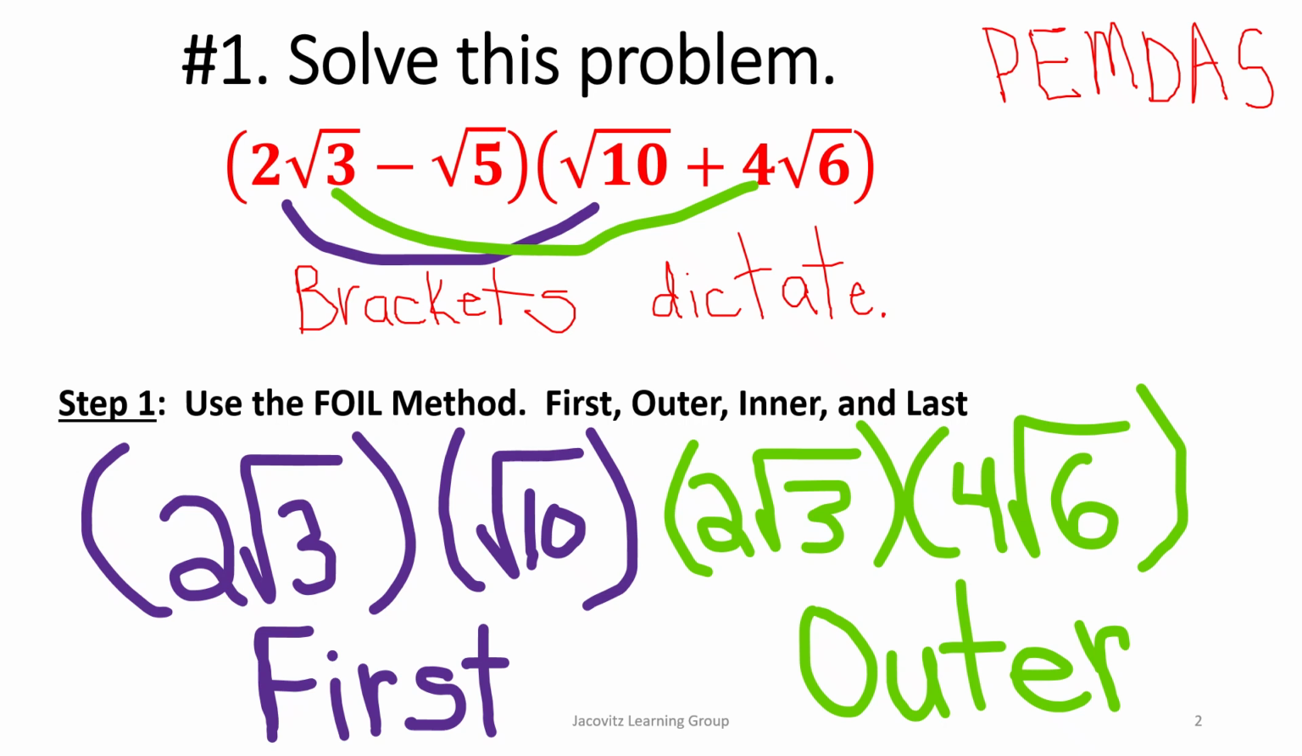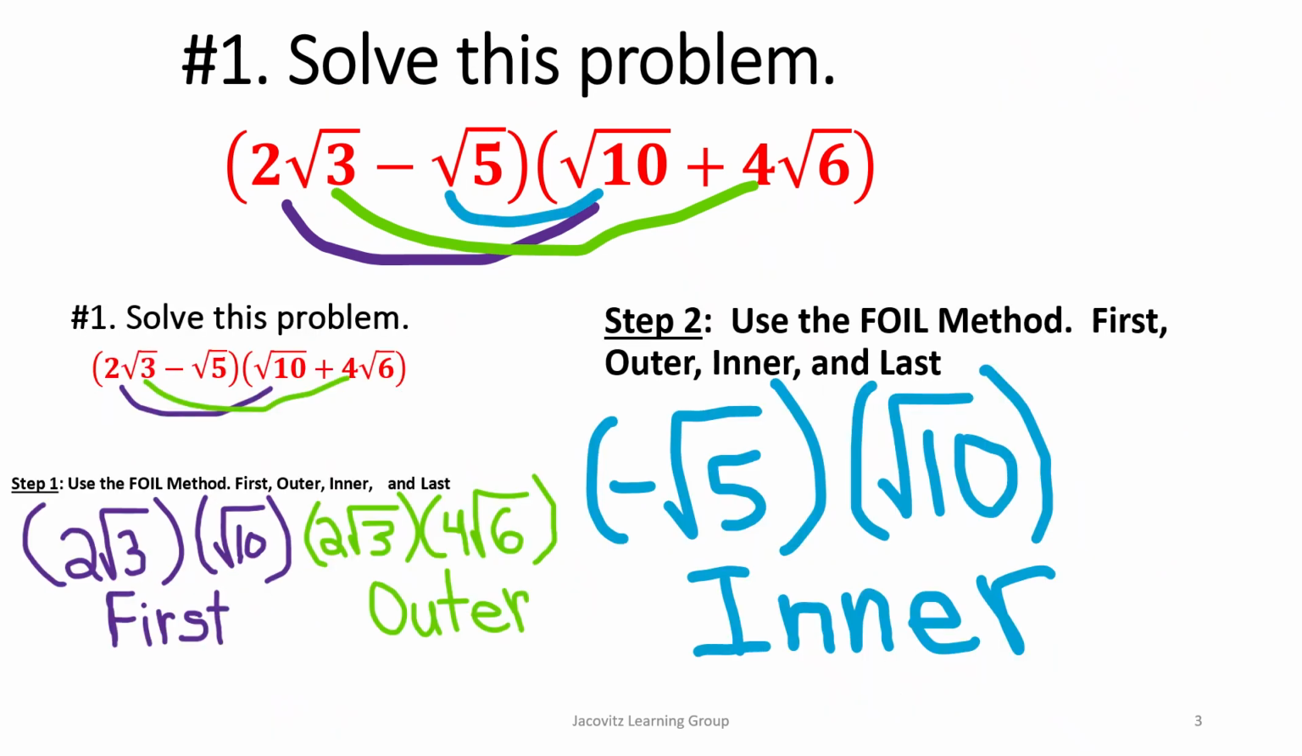And so you have 2. This is written down here in purple and in this kind of lime green color. So you have 2 times square root of 3 times square root of 10. That's your first. Now your outer is 2, because it's outer here, times the 4 times the square root of 6. So let's go on to the next slide.